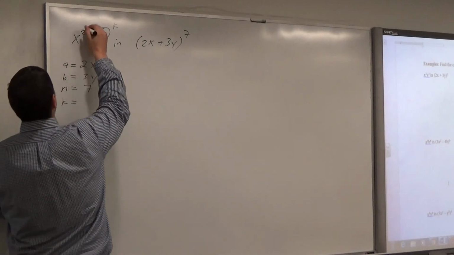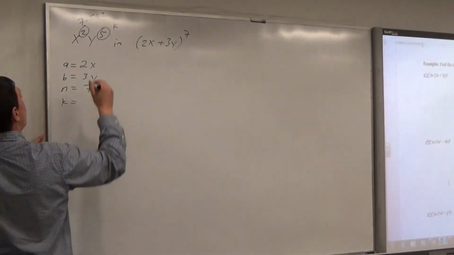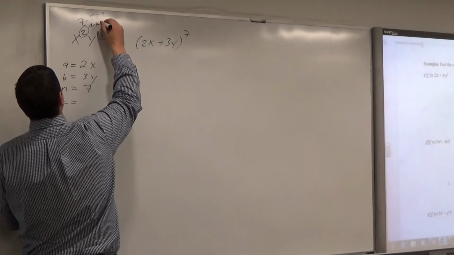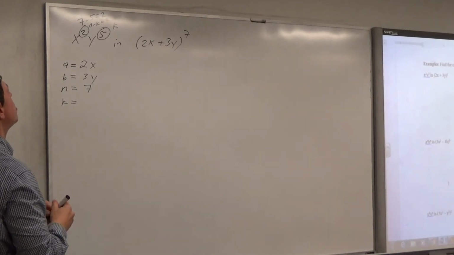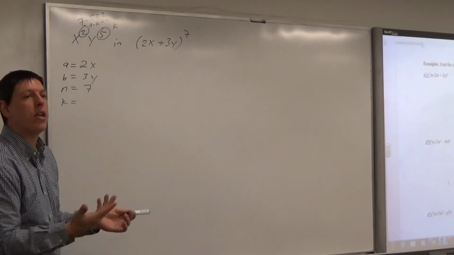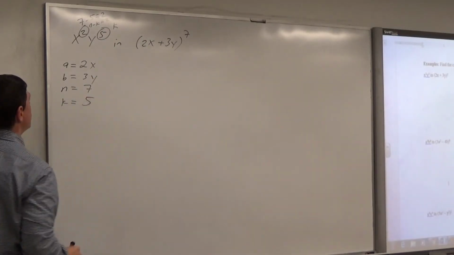Isn't it true, guys, that 7 minus 5 is equal to 2? Or in other words, n minus k is equal to 2 in this case. So we could just easily substitute for n and solve the linear equation that way. It's probably just easier to look at the last one and see that it's 5.